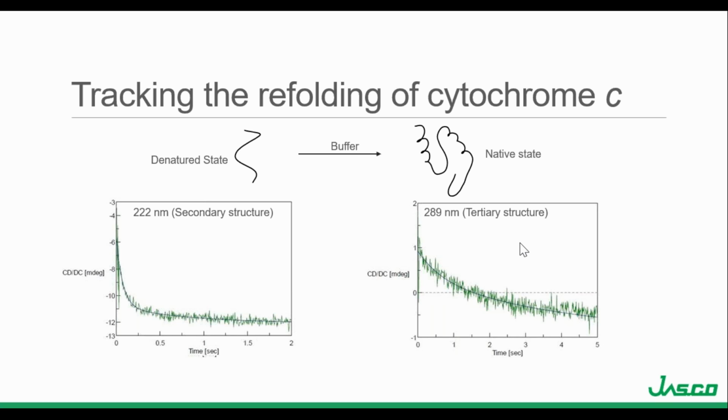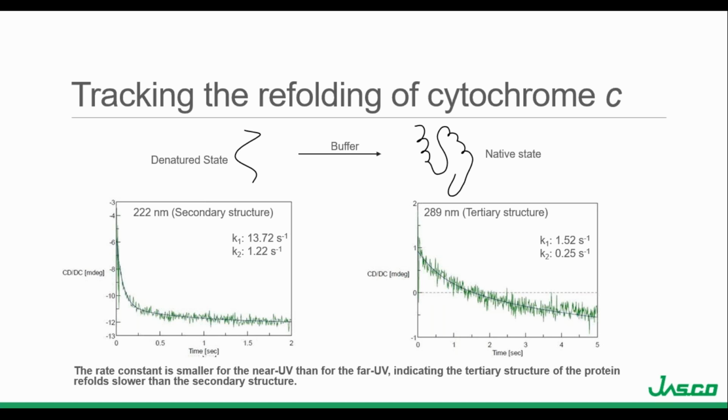Using the time course data shown here in our reaction rate software, we're able to calculate the reaction rate constants for each measurement. And using these reaction rate constants, we can determine that since the near UV data, the tertiary structure, have a smaller rate constant than the far UV data, or the secondary structure, this indicates that the tertiary structure of the protein is going to refold slower than the secondary structure.